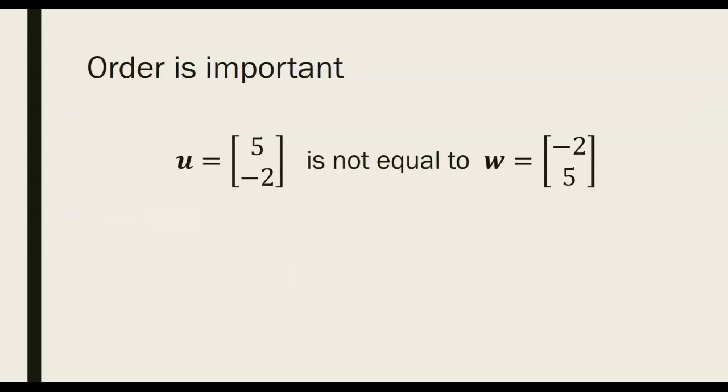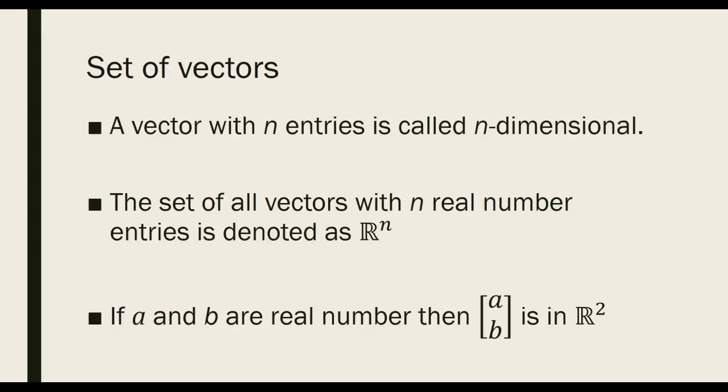Okay, now one thing about vectors is obviously the size is important, but also the order is important. If we have 2 matrices and they're both 2 by 1 matrices, I can have the same entries, but if those entries are in a different order, then those are not the same vectors. So for instance, 5, -2 is not the same vector as -2, 5. So order and placement is very important when we're dealing with vectors.